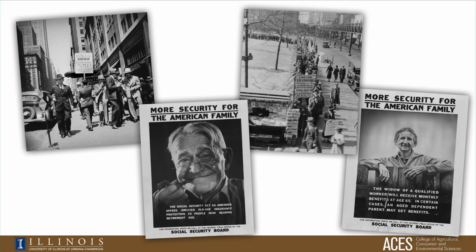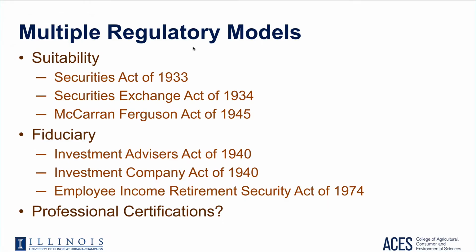So in a way, this Department of Labor rule is a good 80 years in the making. And let's talk a little bit about what I mean on the next couple of slides. So how did we regulate ourselves out of the Great Depression? Well, we have these multiple regulatory models, and we'll get into each one in a little more depth. But some of those regulatory models are a suitability focus.